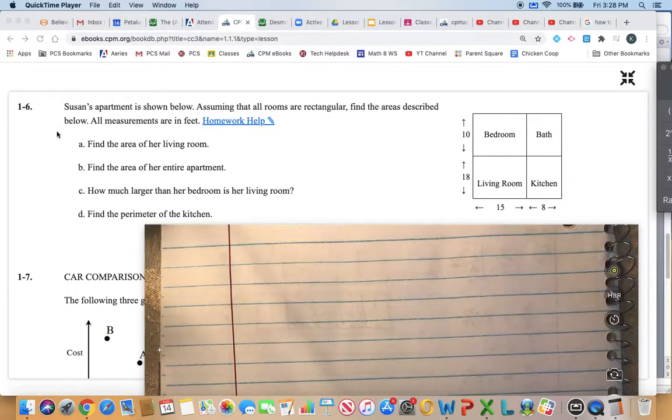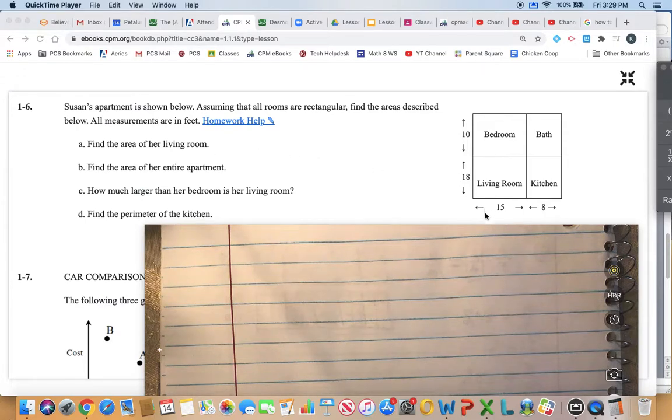Problem 1-6. Susan's apartment is shown below. Well, in this case, it's over on the side here. Assuming that all rooms are rectangular, find the areas described below. All measurements are in feet. All right, so A says find the area of her living room.